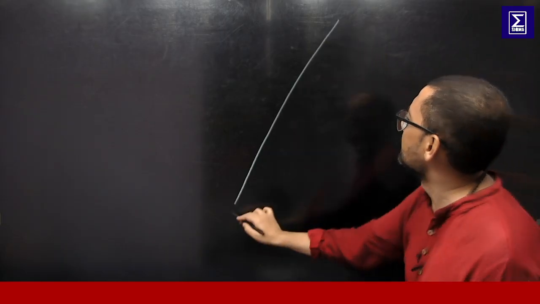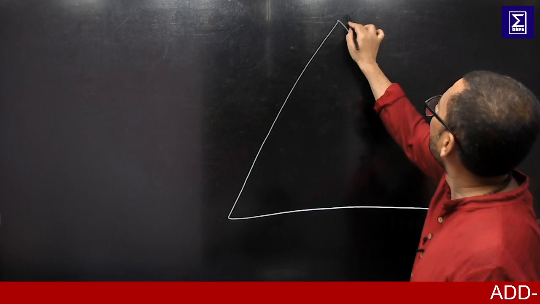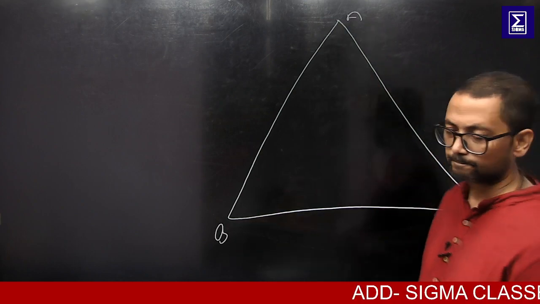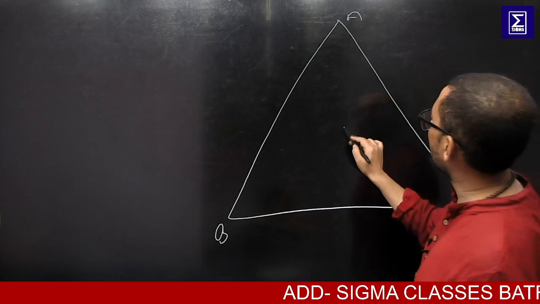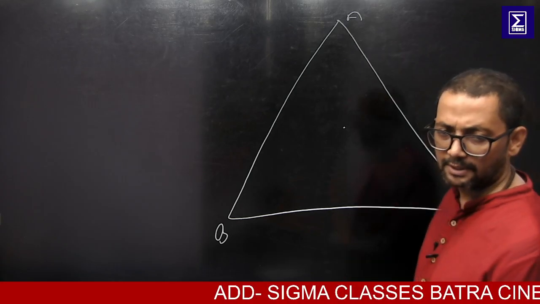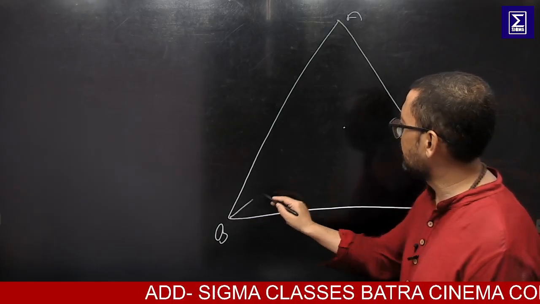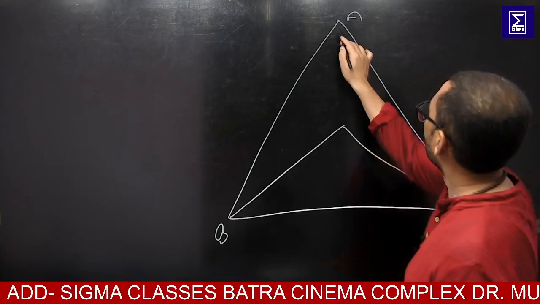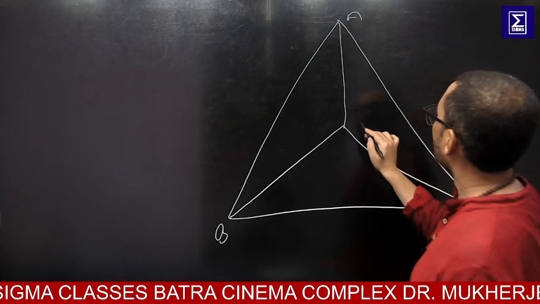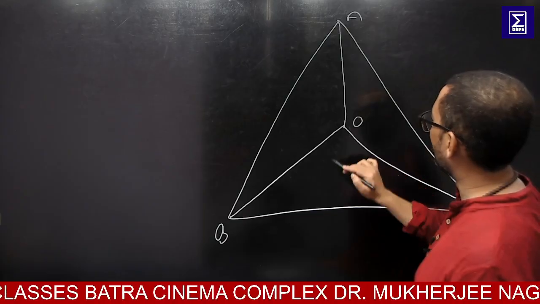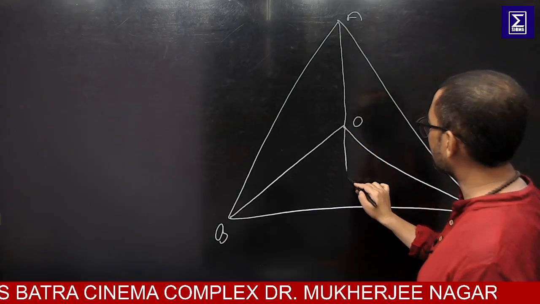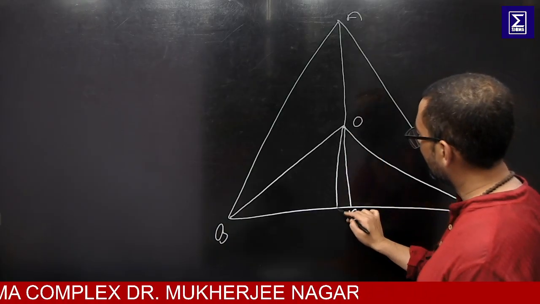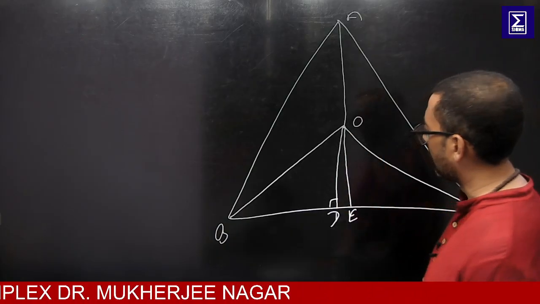So now again see this. This is A, this is B, and this is C. This is your O, that is the circumcenter. I have joined this. Let it be O. So one is OE, and another is the perpendicular OD.